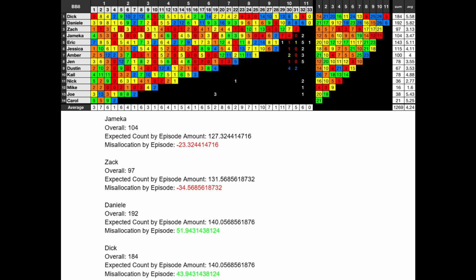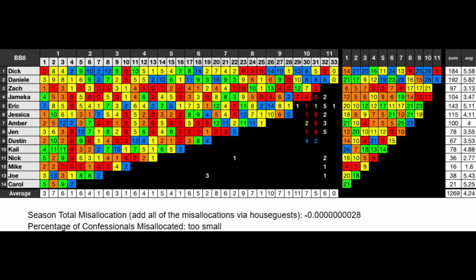Last but not least is Evil Dick, and his overall confessional diary room count is 184. His expected count by episode is the same as his daughter's, 140, and his misallocation by episode amount is 43, meaning that he got that many more diary rooms, causing him to have a bloated distribution. But it's very clear that they made sure that it's done out of the show, and the diary rooms were one of the ways that they made it happen.